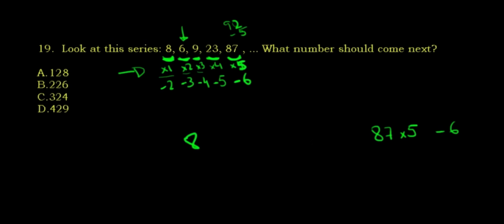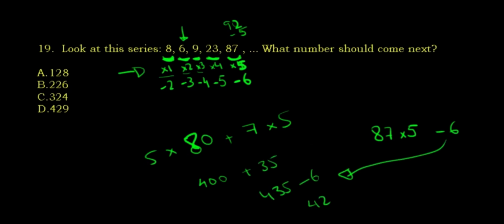So 87 times 5, I'm going to split that into an 80 and a 7. I'll multiply this by 5 and multiply this by 5, and then I'll add them back together. That's a 400, and this is a 35. So I'm looking at 435. Take away a 6 from here, that would give me 429.